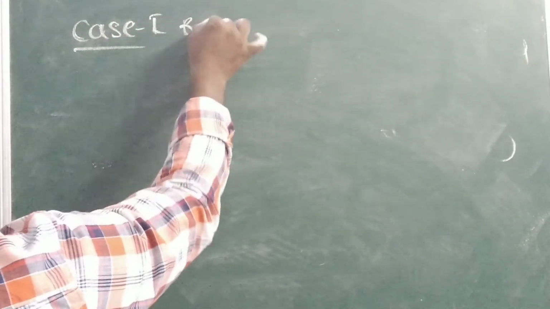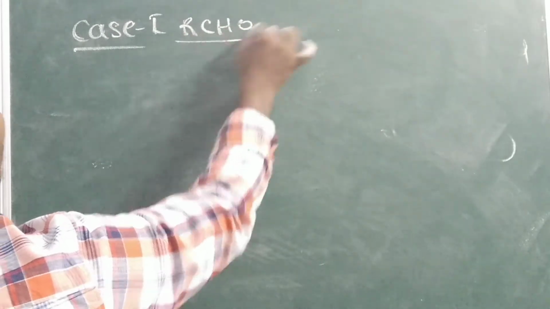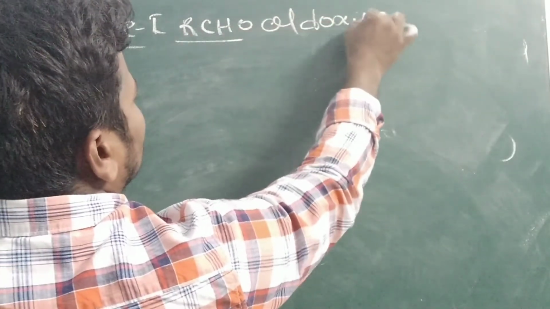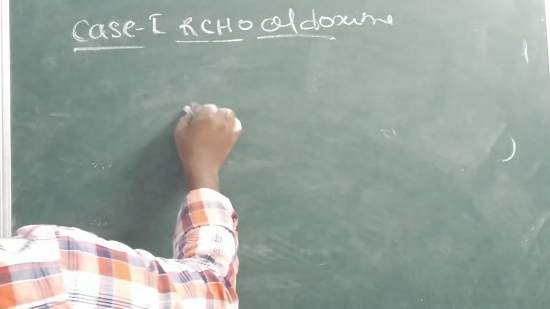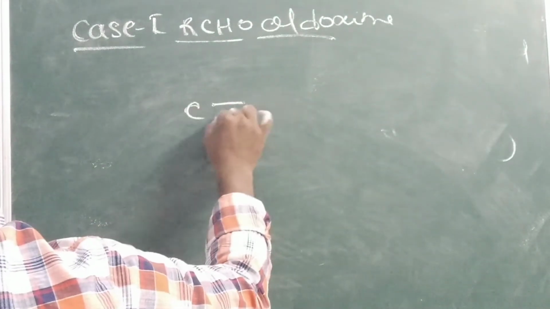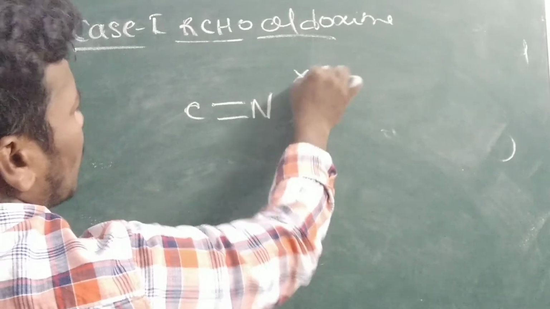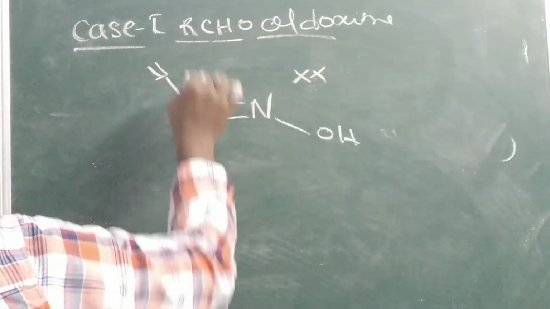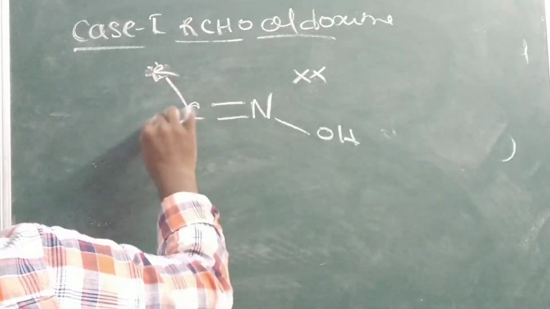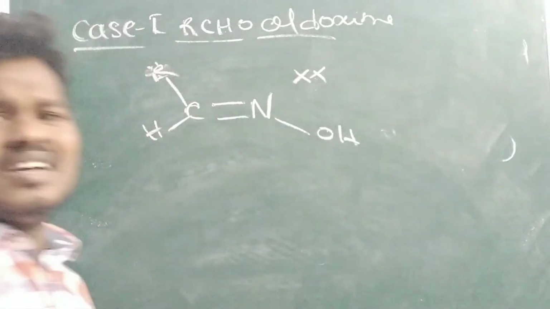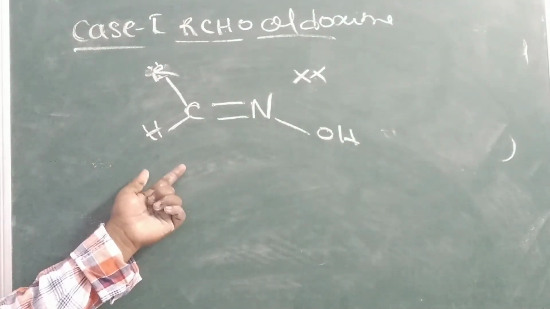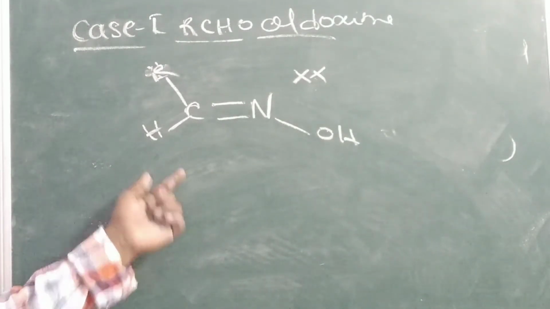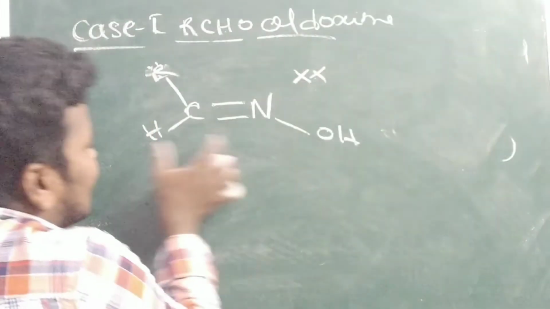So now, case 1, in case of the aldoxime, RCHO, aldoxime. That means one side carbon double bond N, lone pair, here OH, one side H should be there, one side R. What is the same product? If you remove H here and keep R, it is called as an aldoxime. So here you can see the OH and H.